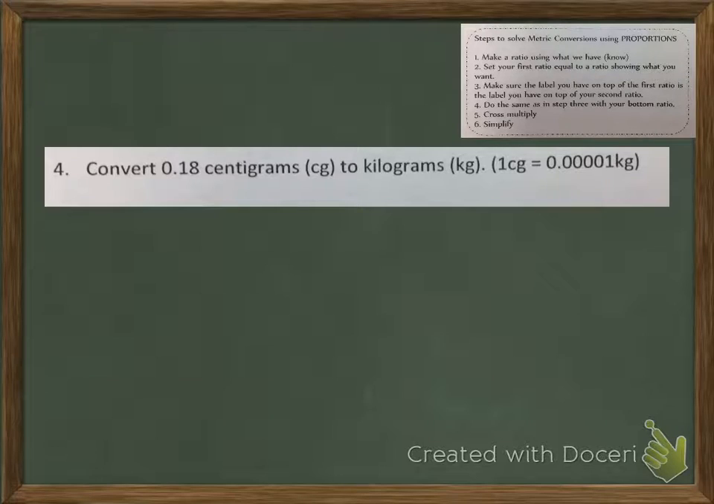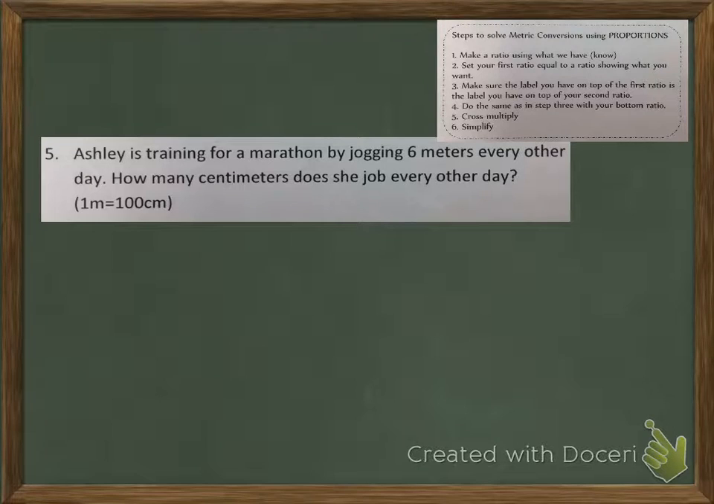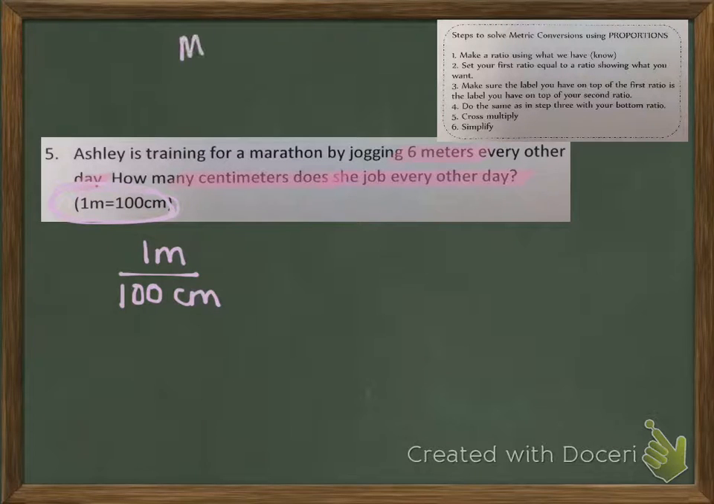Number four, I would like you to do on your own, and we will check this one tomorrow with our table groups. Number five says that Ashley is training for a marathon by jogging 6 meters every other day. How many centimeters does she jog every other day? So again, pull what you know, and this is what we know right here. 1 meter over 100 centimeters. That means 1 meter equals 100 centimeters. I'm doing meters over centimeters.